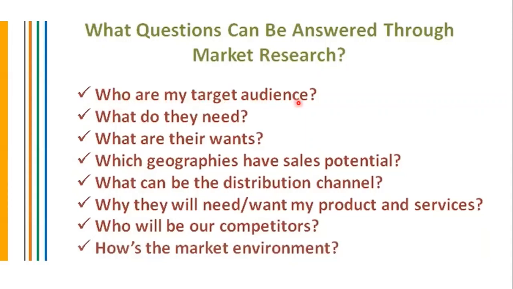Who are my target audience? What do they need? What are their wants? Which geographies have sales potential? So which places? What can be the distribution channel? We're going to learn about this soon. Why will they need or want my product? And here it says product and services, but actually product can also be a service. You know this. It should say my good or service.